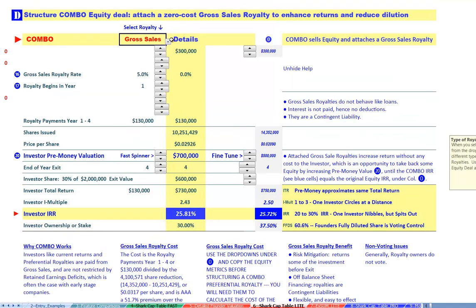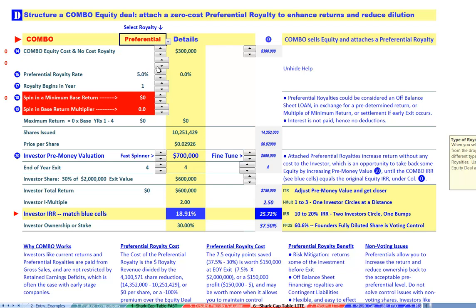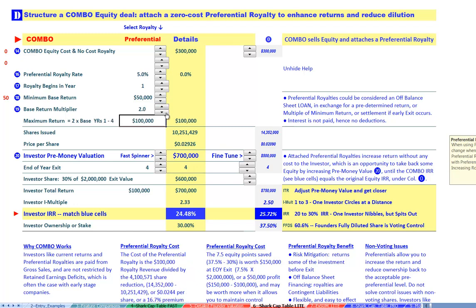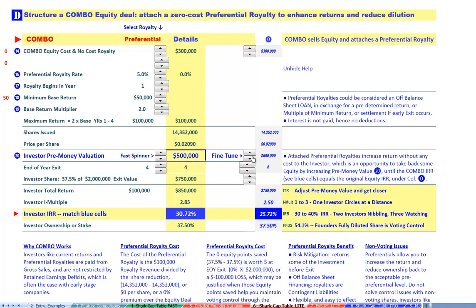Now let's do another one here. Let's go to the gross sales. Let's look up a preferential royalty. Now we have to do something about this, so let's spin in a minimum royalty. This is just a number. Don't get freaked out by it. And then this is another number that just simply says, well, let's multiply this number by this number to get a guaranteed return, or at least a maximum return of, let's say, $100,000. Now we need to set this back at the 500 to make sure that we're at the same. And this preferential royalty gives us a 30.72, so it's almost 5 percentage points better.